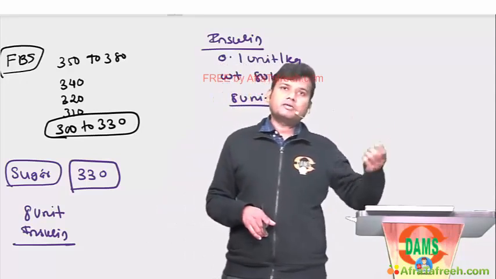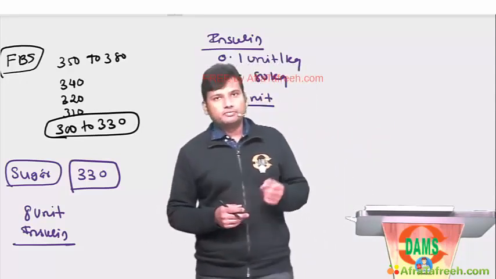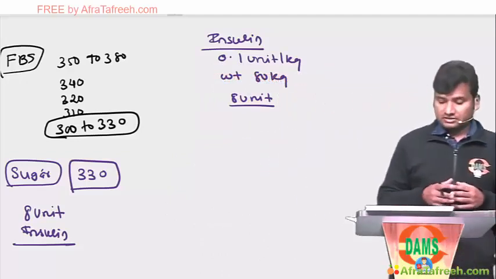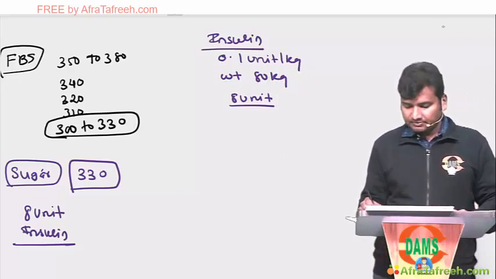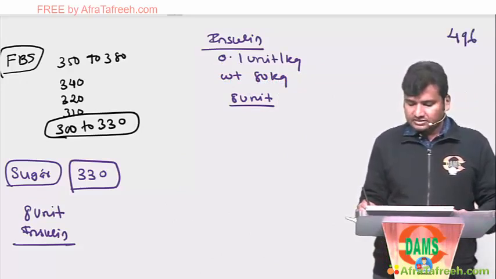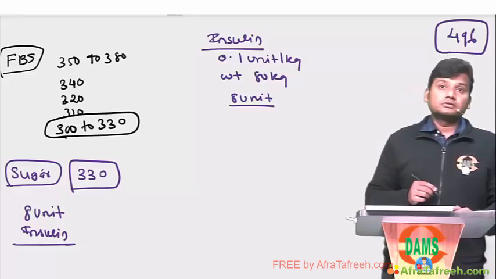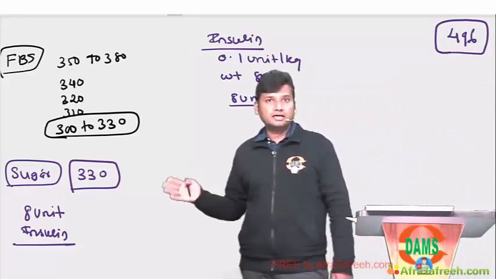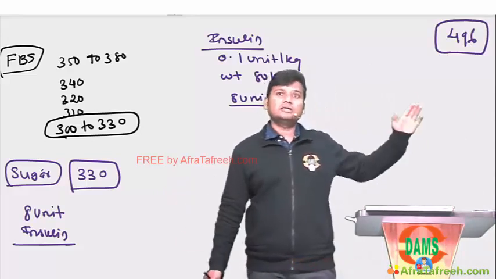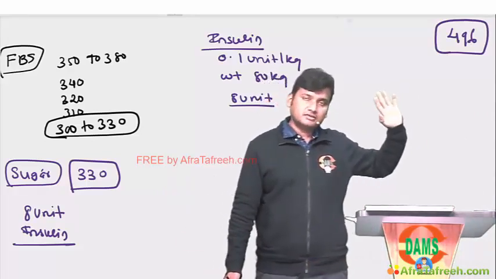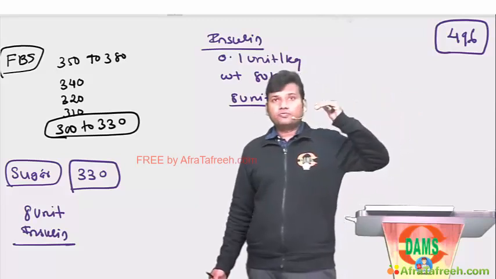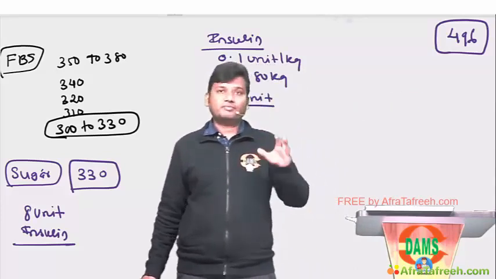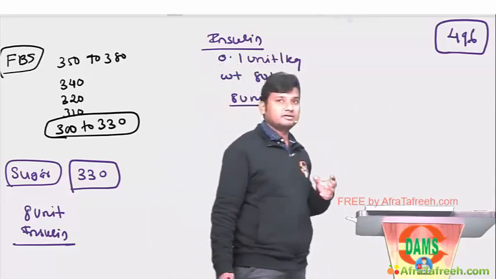Next day morning, the patient wakes up and checks his fasting blood sugar level, and this fasting blood sugar level came to be 496. So now before insulin it was 330, after insulin it is 496. So now why is this happening? Now we will understand the mechanism, what happens after giving insulin.